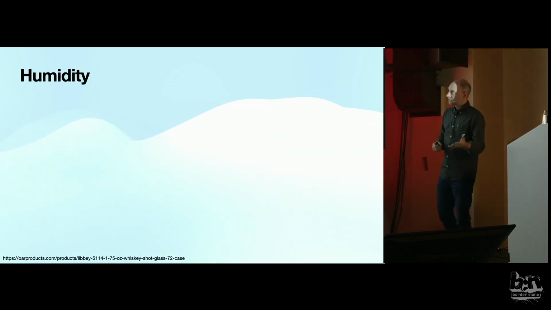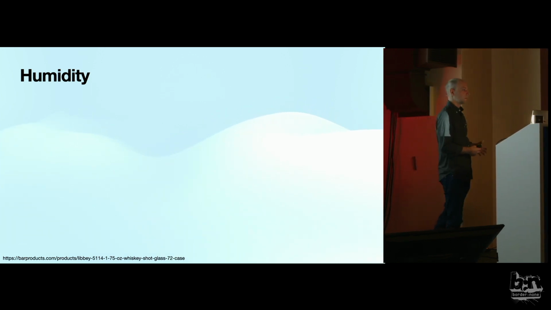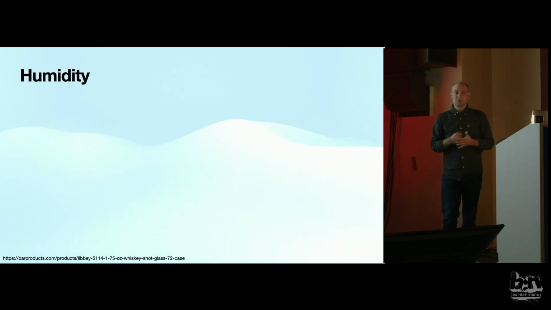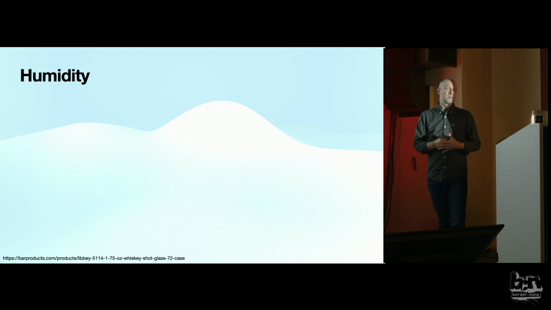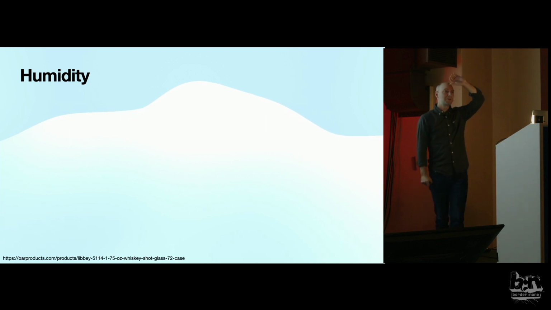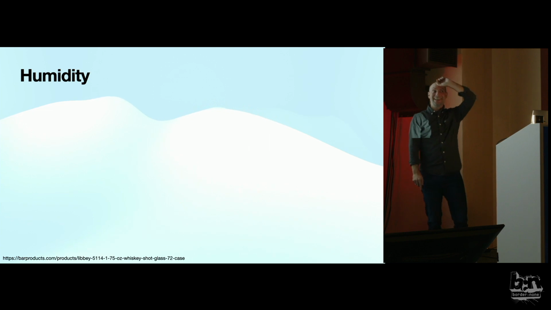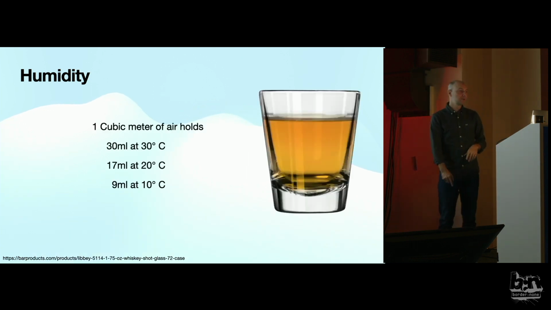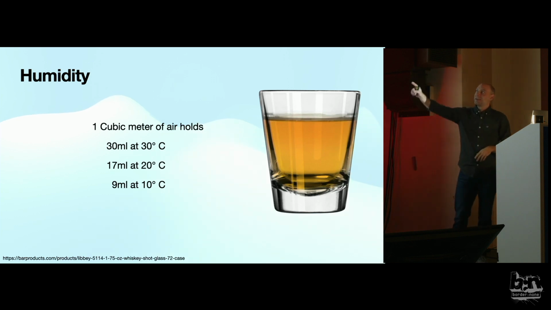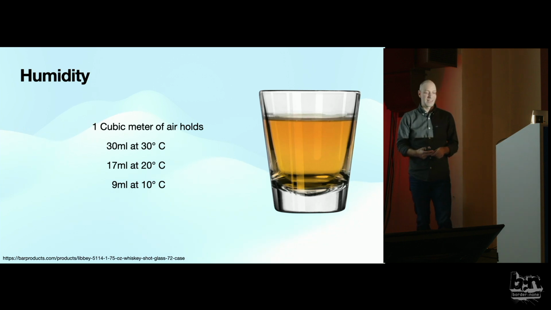The second thing that makes up our weather is humidity, is water in the air. How much water can 1 cubic meter of air hold? Anyone have an idea? That is very good. It depends on the temperature. 1 cubic meter of air at, say, 30 degrees Celsius. Don't worry about it, I wouldn't know either. It's 30 milliliters. It's basically a shot glass. That's pretty much water, considering that we can't see any of it.